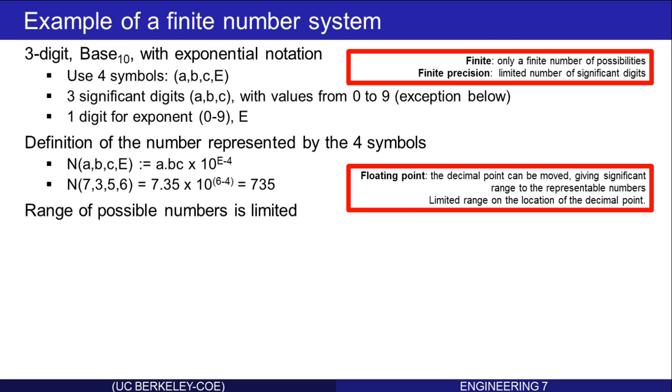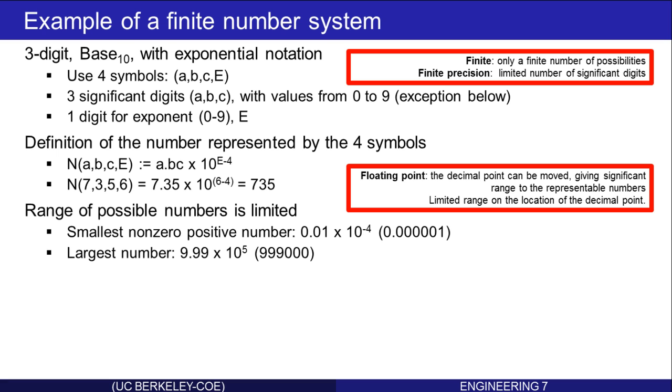The range of possible numbers is clearly limited. There's a smallest non-zero positive number, using A and B both equal to 0, C equal to 1, and E equal to 0. And there's a largest number, with A, B, and C at 9, and E at 9. Clearly, only a finite set of numbers are represented.